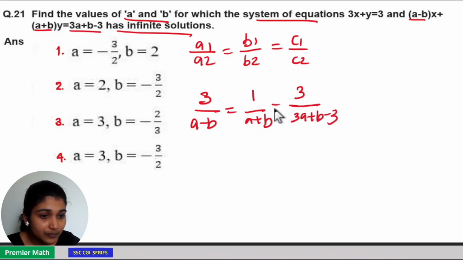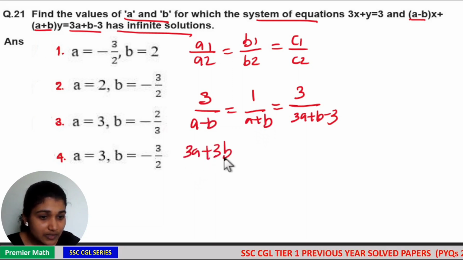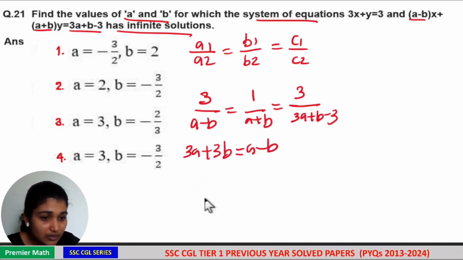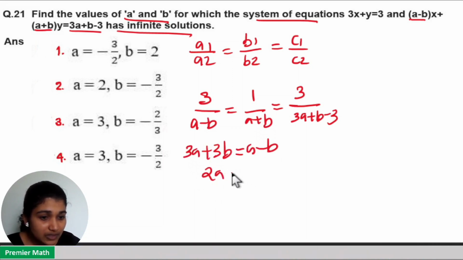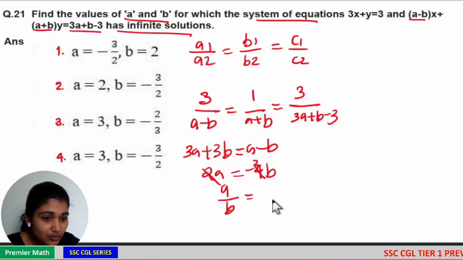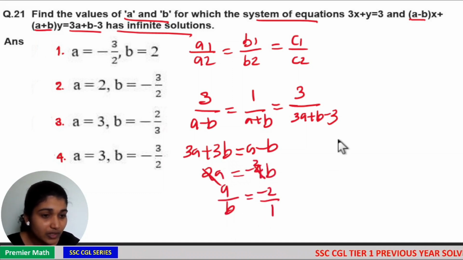Now equate this. So from this, if you take the first two fractions, 3A plus 3B should be equal to A minus B. Now 3A minus A is 2A. Minus B minus 3B is minus 4B. 2 goes 2 times in 4. So the A by B ratio should be minus 2 by 1.